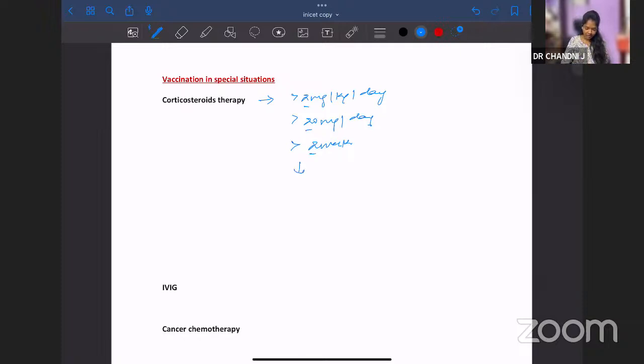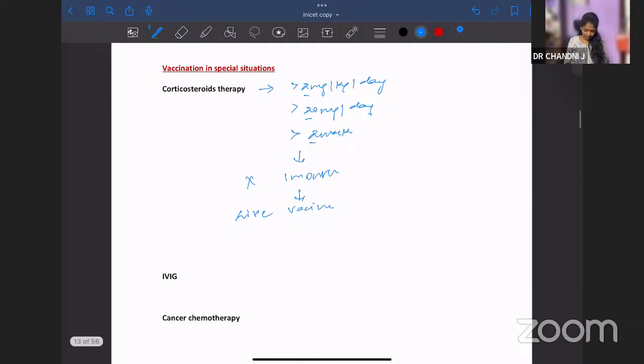Now what to do? After stopping for 1 month, you give live vaccines. Killed vaccines can be given. For live vaccines, this is the protocol. Okay. So 1 month after stopping steroids, you give vaccines.